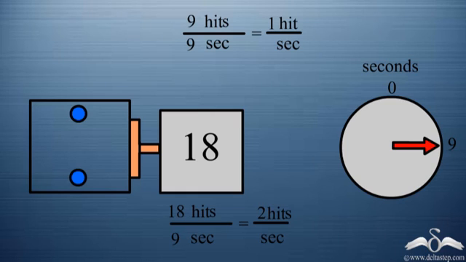Initially we had a volume, so we got 1 hit per second. Now when we reduced the volume of the container to half, we got 18 hits in 9 seconds. That means we got 2 hits per second. So on reducing the volume of the container to half, the number of hits per second doubles.